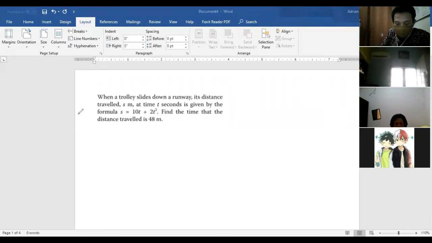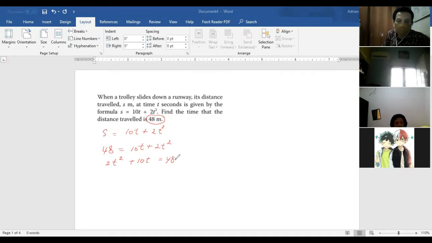Okay, listen, students. We're going to solve this question. Here is s equals 10t plus 2t squared, right? The distance traveled is 48, so you have to insert 48 here: 48 equals 10t plus 2t squared. You can reverse the position, meaning 2t squared plus 10t equals 48.